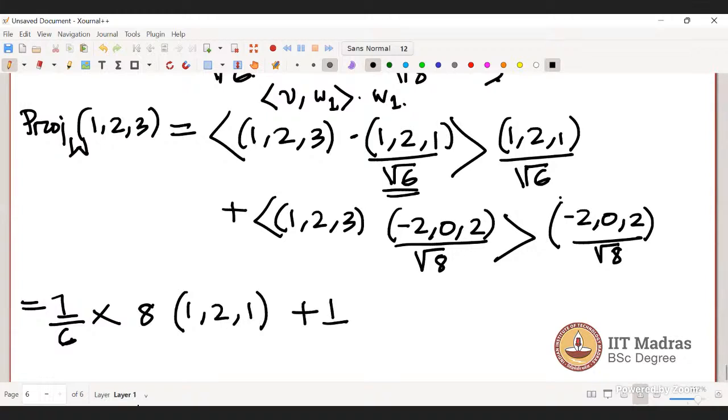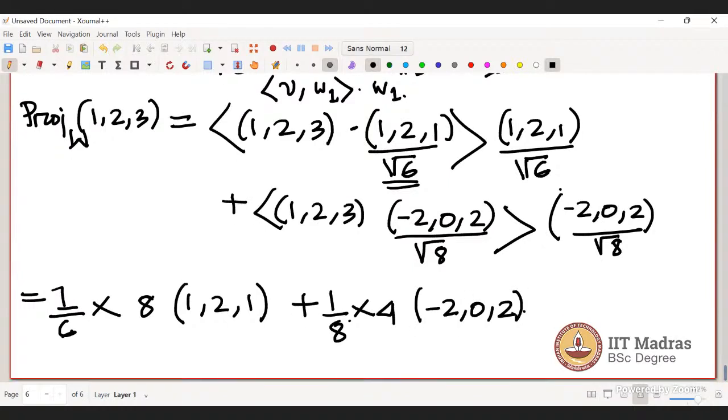plus again this is 1 by 8. This is minus 2 plus 6, so this is 4 times (minus 2, 0, 2). And then you do the multiplication. It's basically 4 by 3 times (1, 2, 1). This is half; if you remove the half, then basically you will get (minus 1, 0, 1).